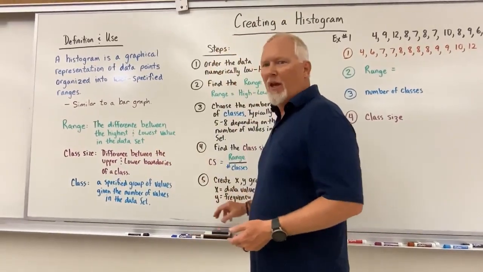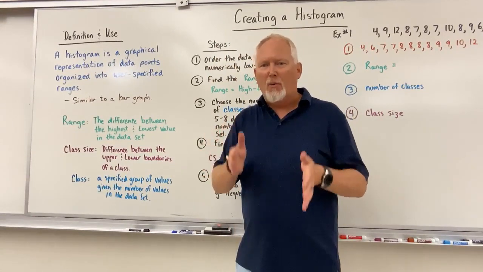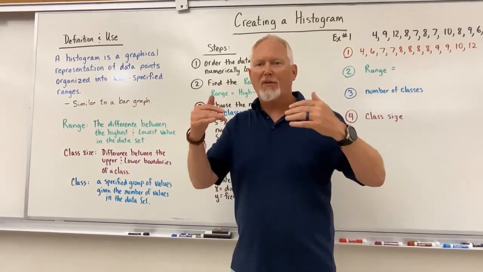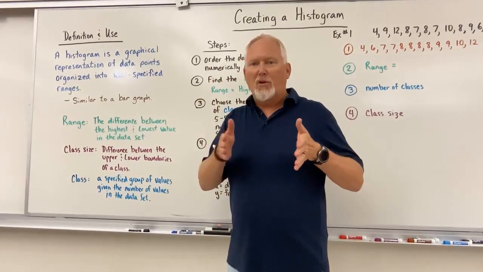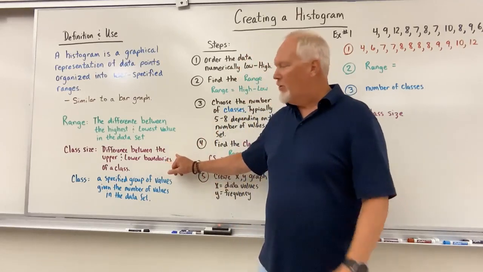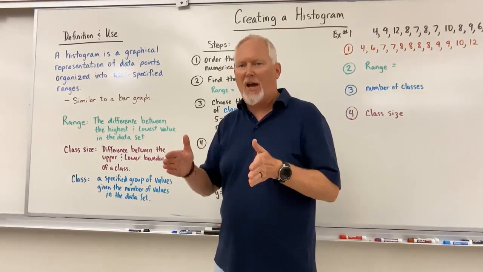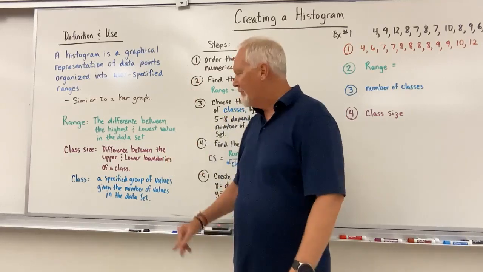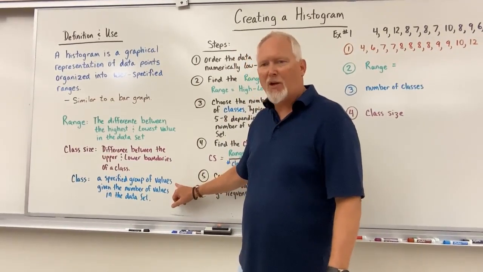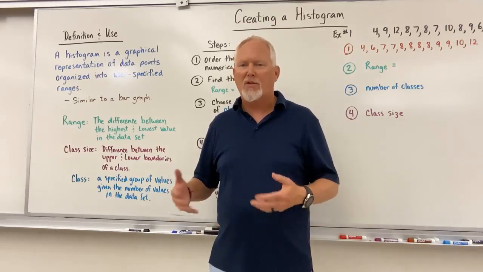Then we have the class size. When we create a histogram, we're going to be filling these bins up, if you will, or these columns with values and a frequency of values. So those are classes, and then there's a class size, which is the width of the value. It's the difference between the upper and lower boundaries of a class. So that is the class size, or the width of what we're going to look at. Then we have the class itself. What is a class? It's a specified group of values given the number of values in the data set. This will make more sense as soon as we get into it.